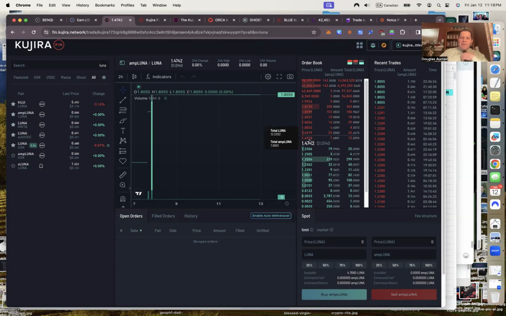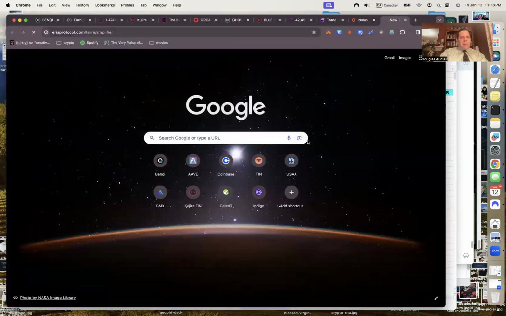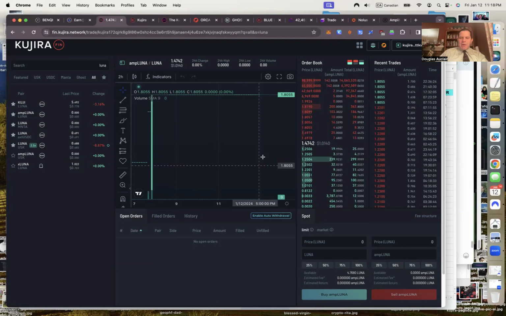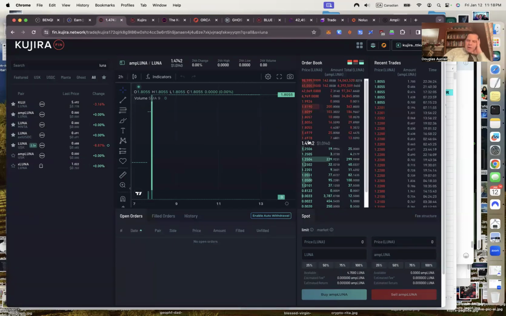So AMP Luna is selling for 1.69. And if we go to the Eris protocol, where AMP Luna was created, we see it's at 1.3 ratio. So we see that they're selling AMP Luna much higher than it's offered on the Eris protocol. And they're buying below the market value from the protocol itself too. So this is a good spread for people who are arbitraging both Luna and AMP Luna, but not something desirable for me to buy AMP Luna on this board at present.